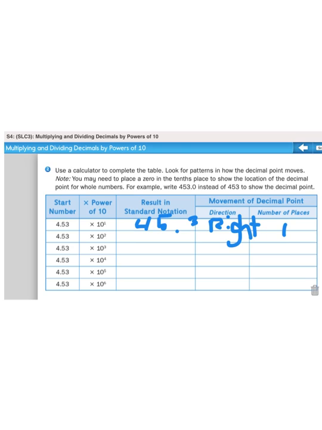4.53 times 10 to the first power. The result in standard notation is 45.3. The direction that you move the decimal point is to the right, and you have moved it one place. So go ahead and continue to fill out that box. Once you've finished, advance to the next part of the video.